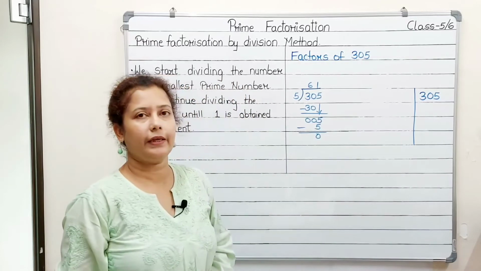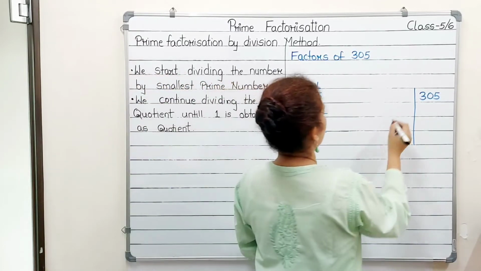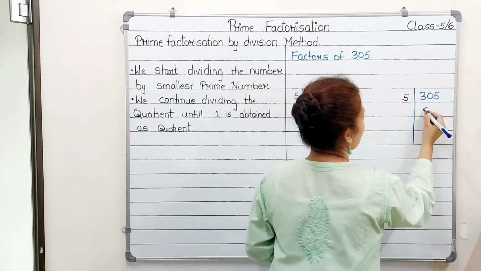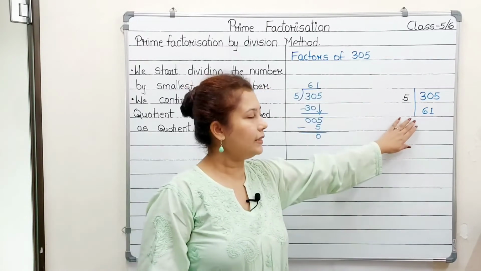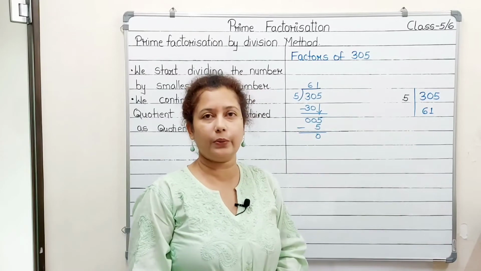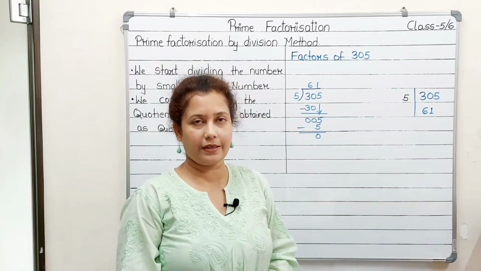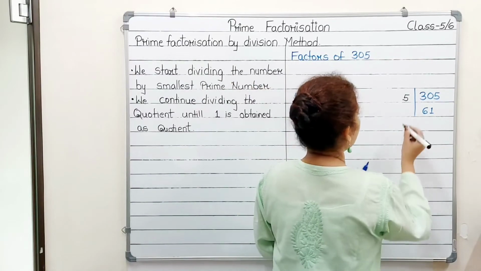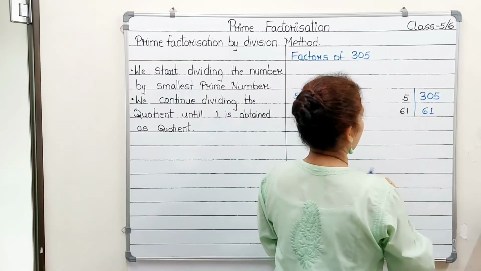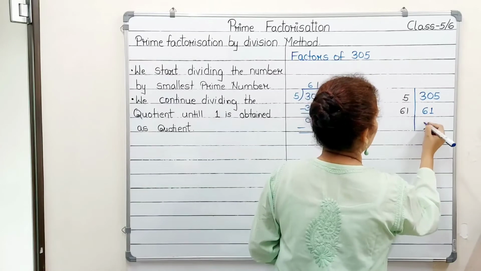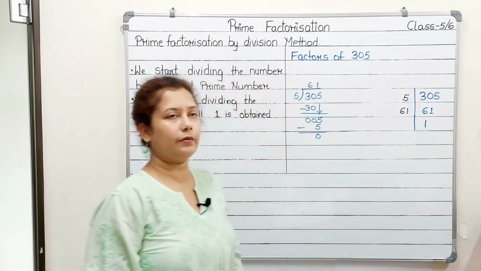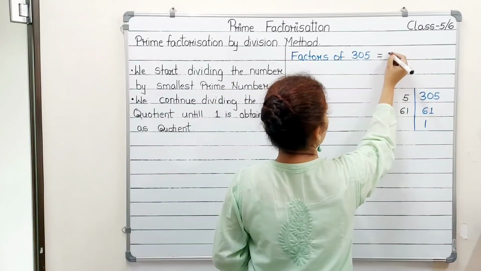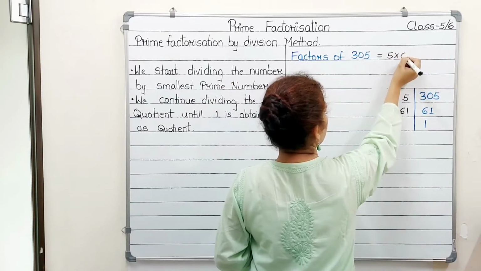So here we get 5. We will write it on the left hand side and we got 61 as a quotient. 61 is not divisible by 2 or 3 or 5 or 7. It is directly divisible by 61. So we will write 61 and here 1. So the factors of 305 are 5 into 61.